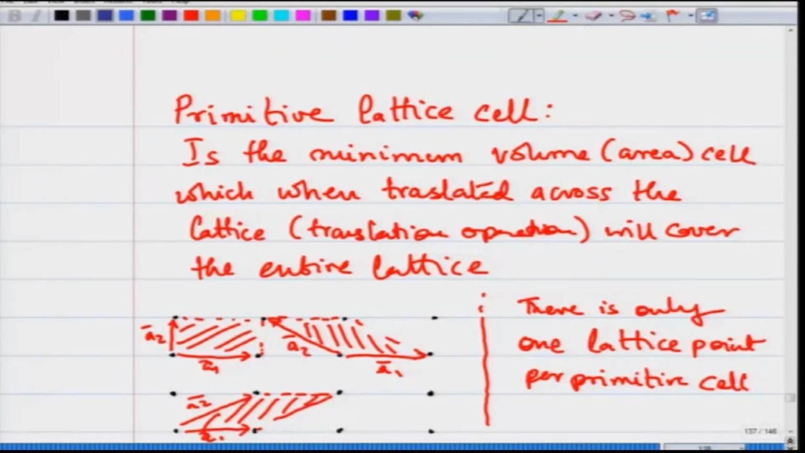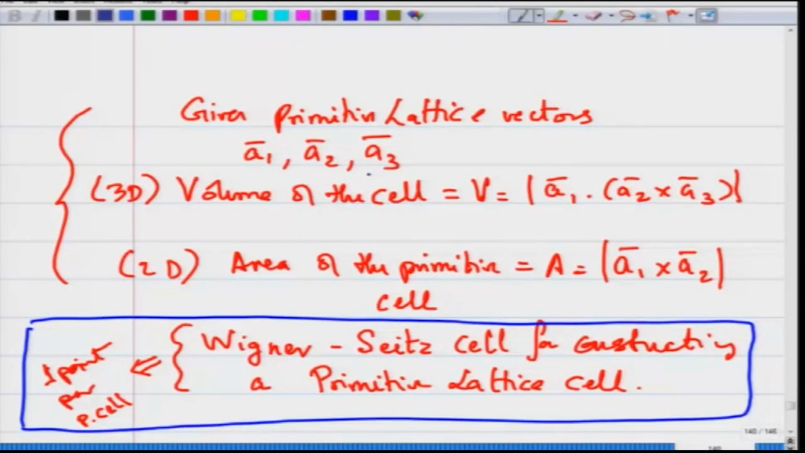So, with this we had actually defined a way also that if you have a1, a2, a3 as the primitive lattice vectors, you can define the volume, you can define the area in 2 dimensions, okay, and you have one lattice point per volume of the primitive cell. If V is the volume of the primitive cell, then you have one lattice point per primitive cell.